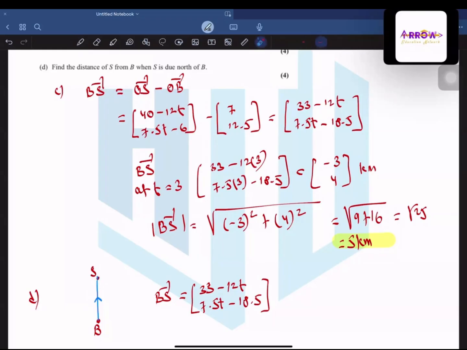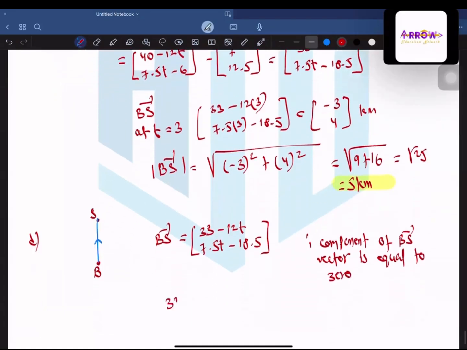Or you can just simply say that the I component of the OS vector and the I component of the OB vector are the same. So it is exactly the same thing as saying that the I component of the BS vector is equal to 0. Okay, so I component of BS vector is equal to 0. Make sense or not? Okay, so this 33 minus 12t will be equated with 0.